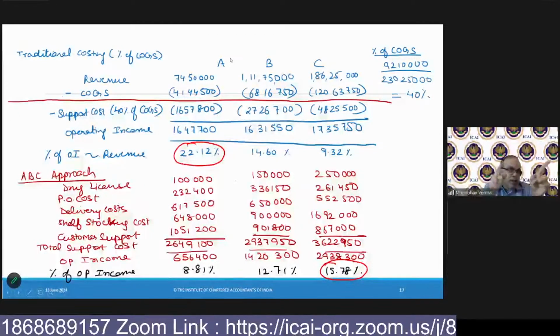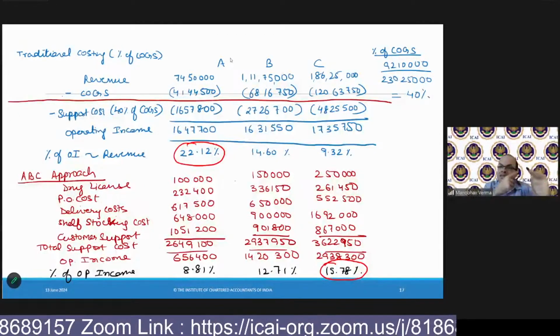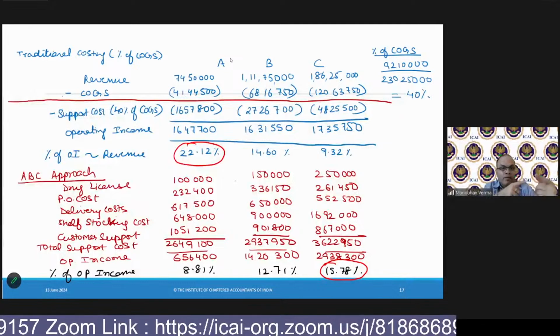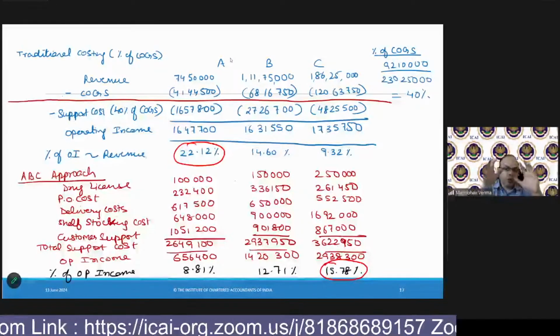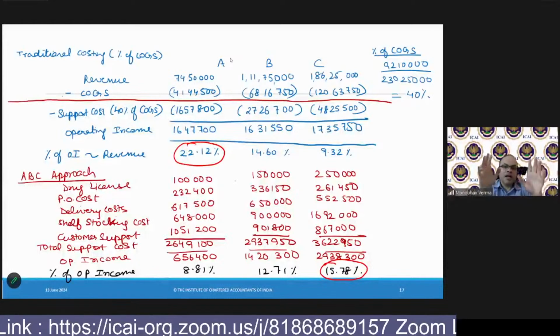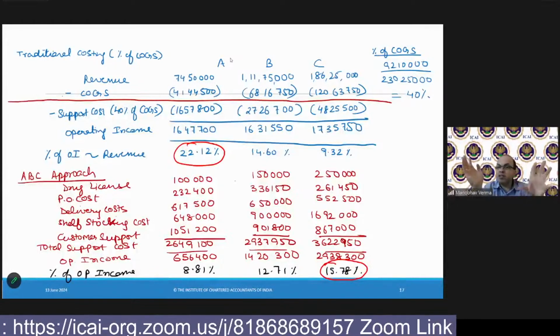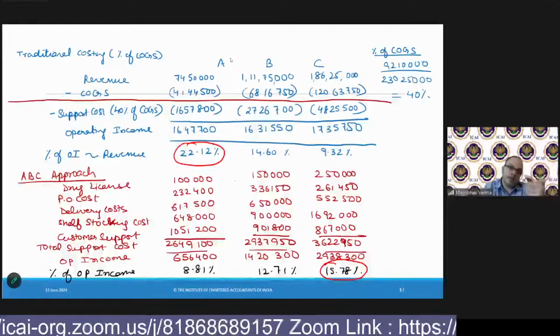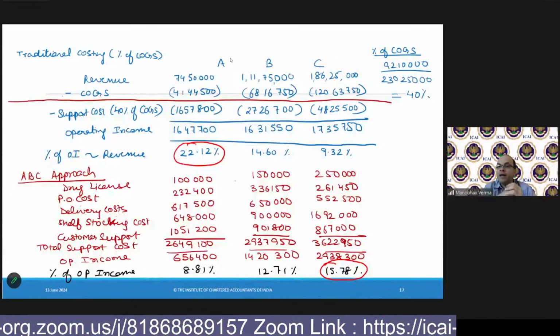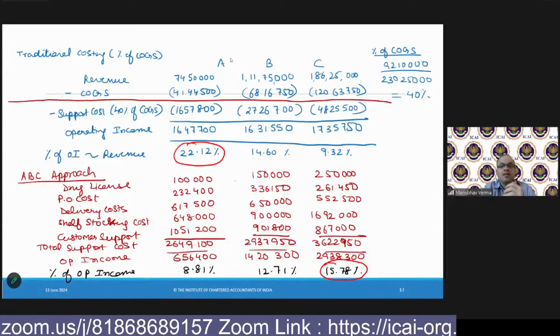But the traditional costing was telling me that the least revenue generating drug A was actually the most profitable, guys. Do you agree with me? So do you think your analysis is covered here, that your analysis completely changes? C was least profitable under traditional costing, whereas C is the most profitable under activity-based costing. What is the reason for this?